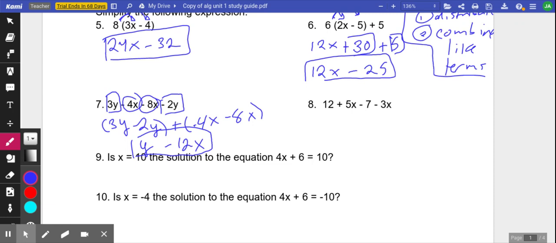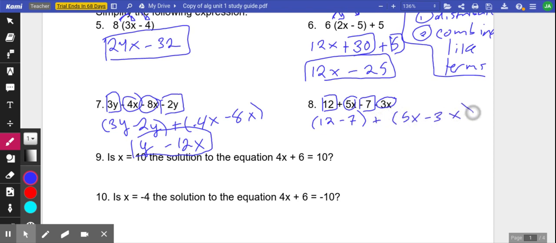All right, so just continuing with this for number 8, we're going to once again identify the like terms that we have. So we have two constant terms. We've got a 12 and a negative 7, and we've got a 5x and a negative 3x. So we can group them together like this. So we have 12 minus 7, and we've got 5x minus 3x.